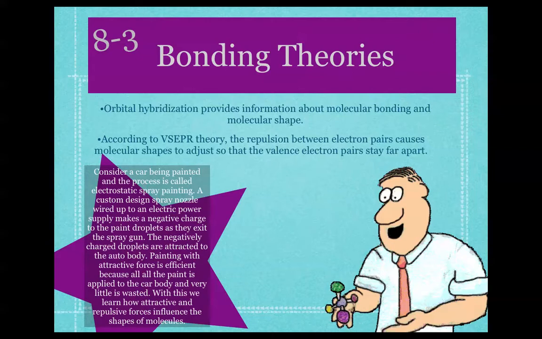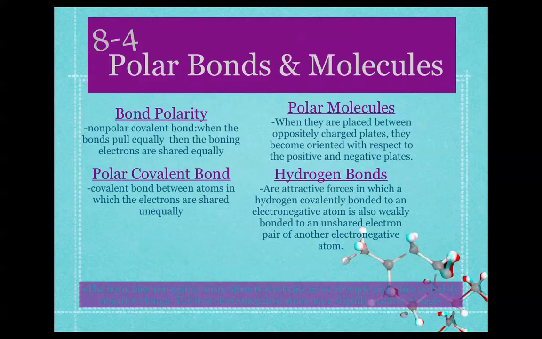With this, we learn how attractive and repulsive forces influence the shapes of molecules. So we learn how molecules are formed and their shape and how they are attracted, and they are used to create these molecules. And then in section 4, we go to polar bonds in molecules, which was also a big section. We learned about bond polarity, polar covalent bonds, polar molecules, and hydrogen bonds.